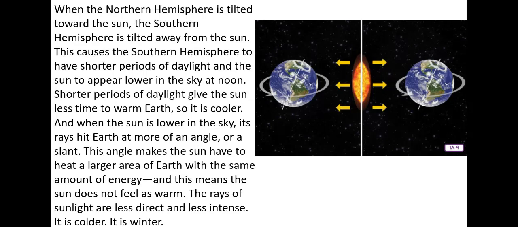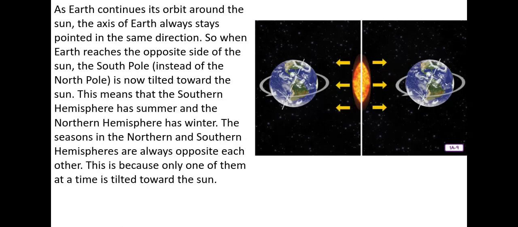And when the sun is lower in the sky, its rays hit Earth at more of an angle, or a slant. This angle makes the sun have to heat a larger area of Earth with the same amount of energy, and this means the sun does not feel as warm. The rays of sunlight are less direct and less intense. It is colder, it is winter.